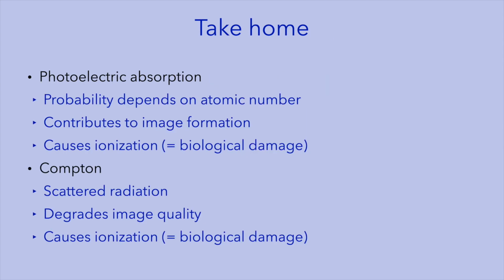Coherent scatter is less significant than the other two interactions and accounts for only 7% of the total interactions in the dental exposure. So the key take-home points: photoelectric absorption. Its probability depends on the atomic number. It contributes to image formation but causes ionization and thus biological damage. Compton scatter causes scatter radiation which degrades the image quality and also contributes to patient exposure. It causes ionization and thus has the potential for biological damage.